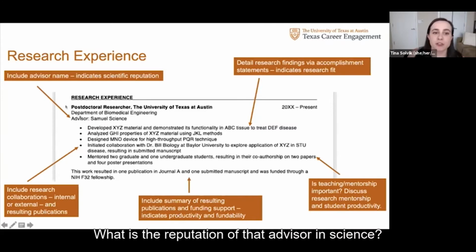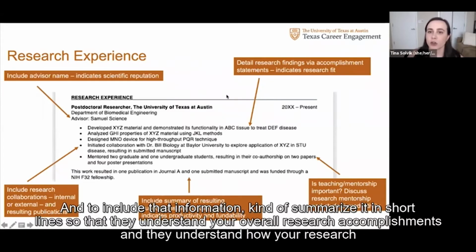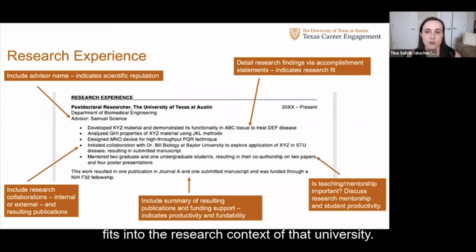So then your first few bullet points are going to be research accomplishment statements. Did you develop a new technique, characterize some sort of disease or some sort of mutant cell type? Include that information, summarize it in short lines so that they understand your overall research accomplishments and they understand how your research fits into the research context of that university.